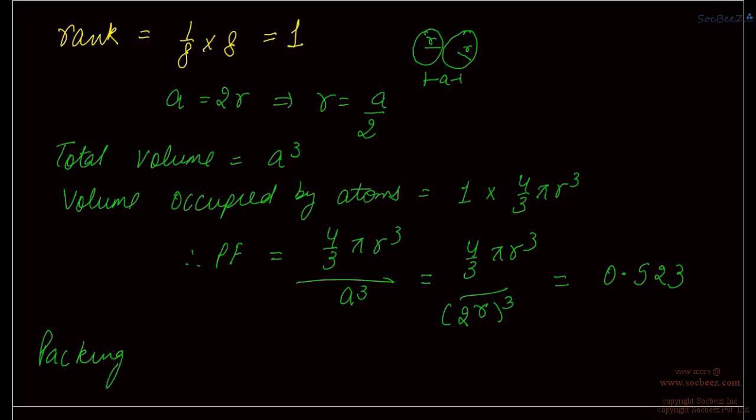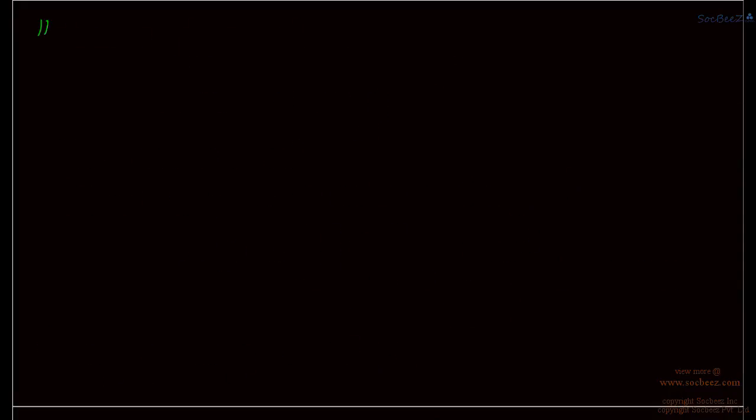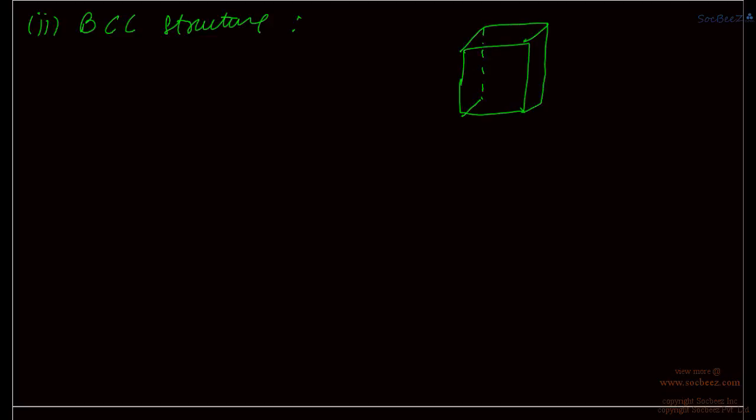And hence packing efficiency, if you multiply this packing fraction by 100, equals 52.3%. So this is for the simple cubic unit cell. Now let's study the body-centered cubic structure, or BCC structure. In the body-centered cubic structure, one atom is there inside the body. Since this is the cubic unit cell, one atom is there at the center of this unit cell.